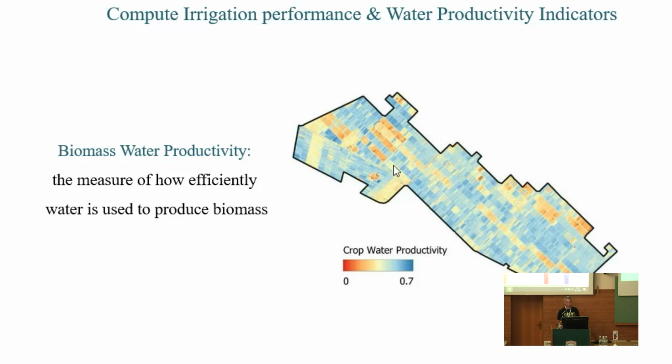And that's a good way to find out which parcels might score bad, and we need to check if that's physical conditions or if it's management, irrigation techniques, because in the end we want to have very efficient water use to produce the same or more amount of crops.